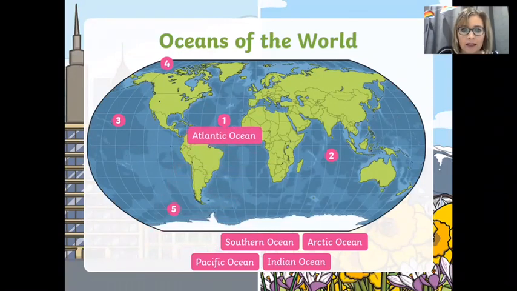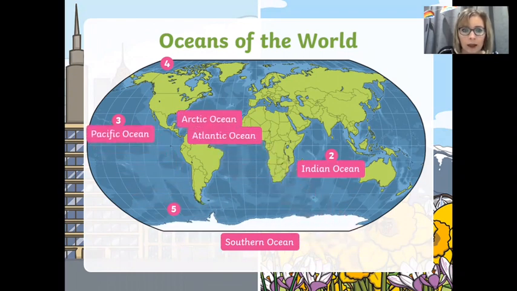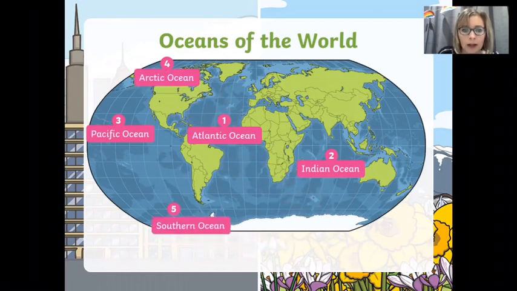Number 1 is the Atlantic Ocean. Number 2 is the Indian Ocean. Number 3 is the Pacific Ocean. Number 4 is the Arctic Ocean. And number 5 is the Southern Ocean. Well done if you remember the names of those oceans and where they were in the world.